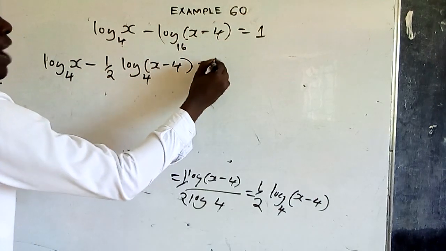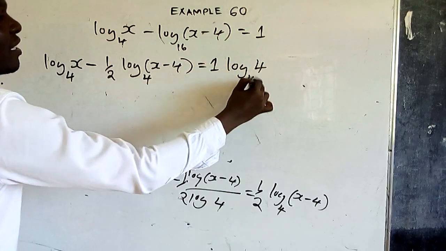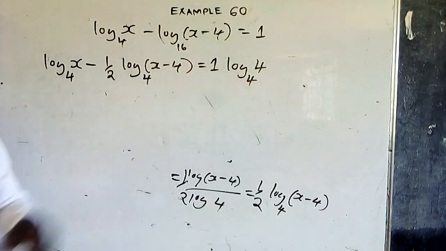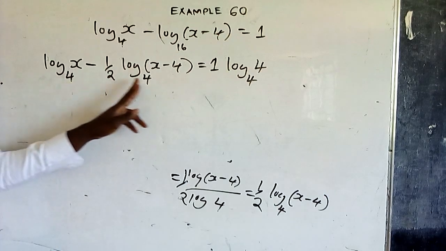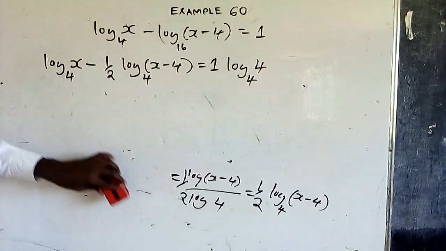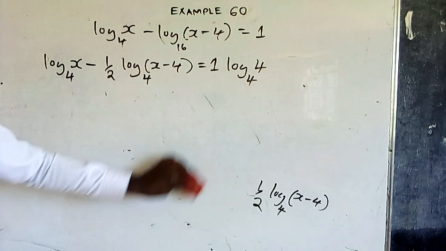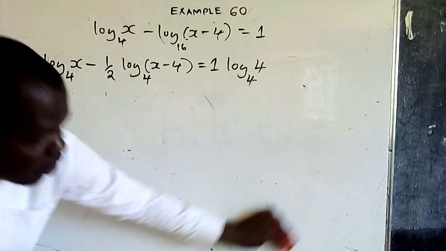Then the other side we have 1, meaning we introduce log 4 to base 4. A log of a number to the same base is 1. So we now have base 4 in each and every term, meaning we can now solve that problem.